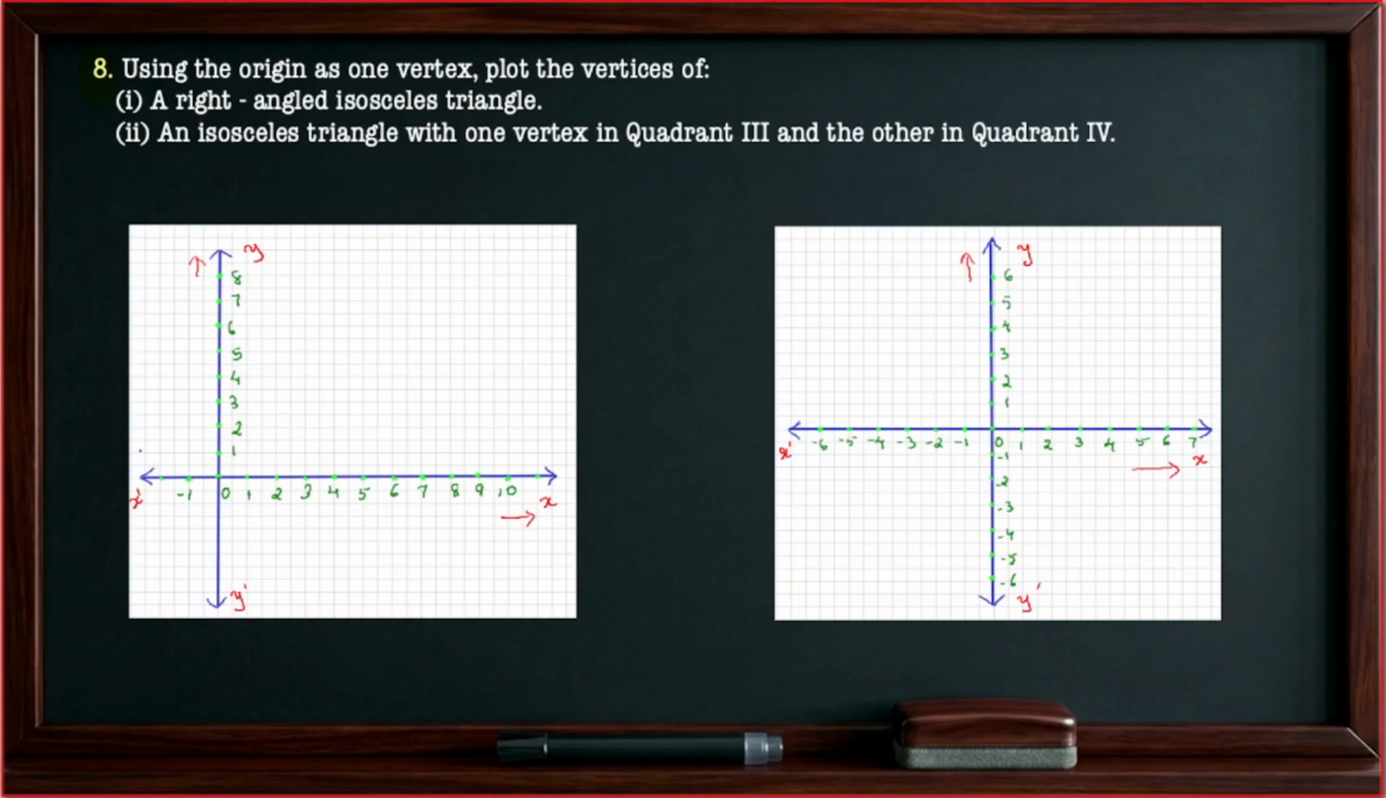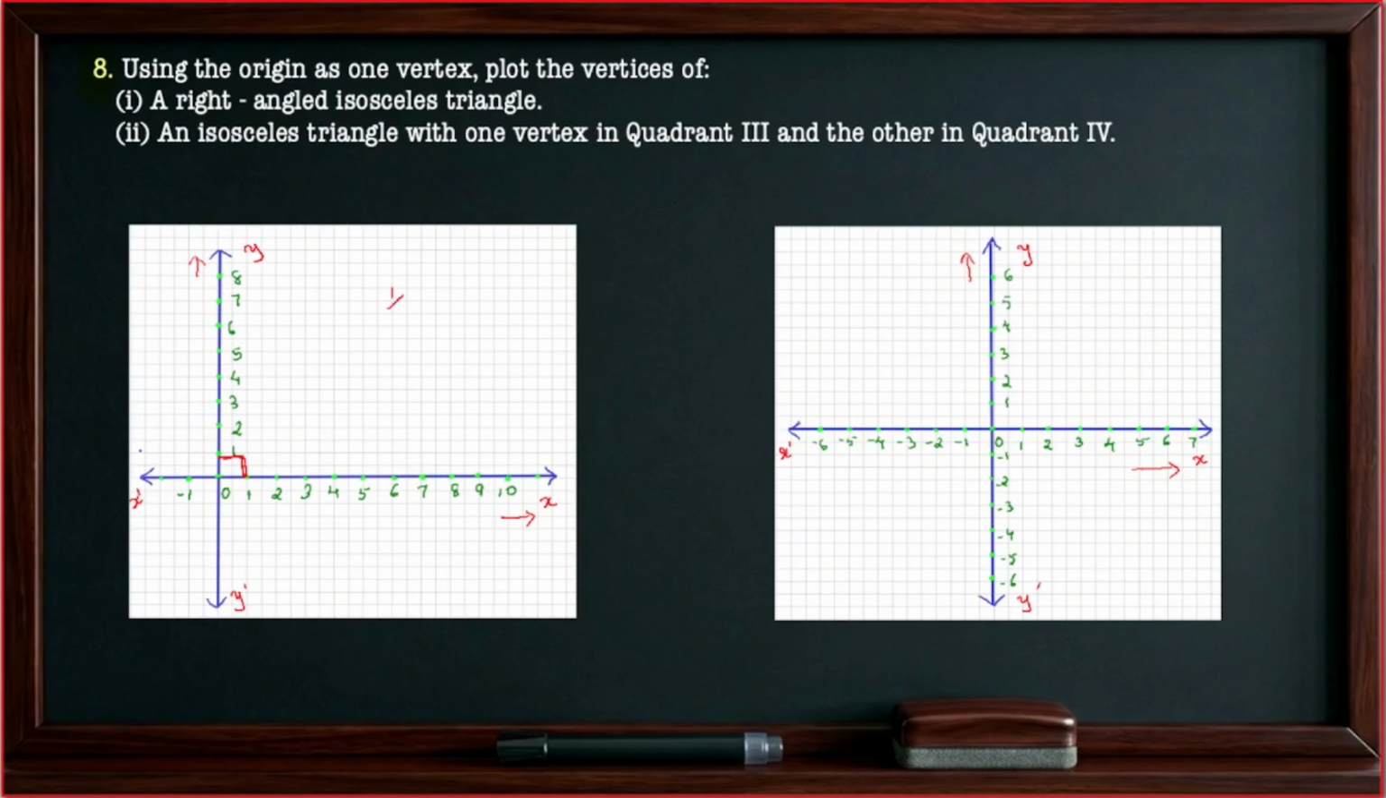So let us do the first part. Okay, we have to plot this in a graph. And in the question itself, it is given that use the origin as one vertex. So here you can see this is a vertex, and isosceles means the two sides are equal. And here right angled isosceles triangle means one angle will be 90 degree. So I am taking the angle to 90 degree in the first quadrant.